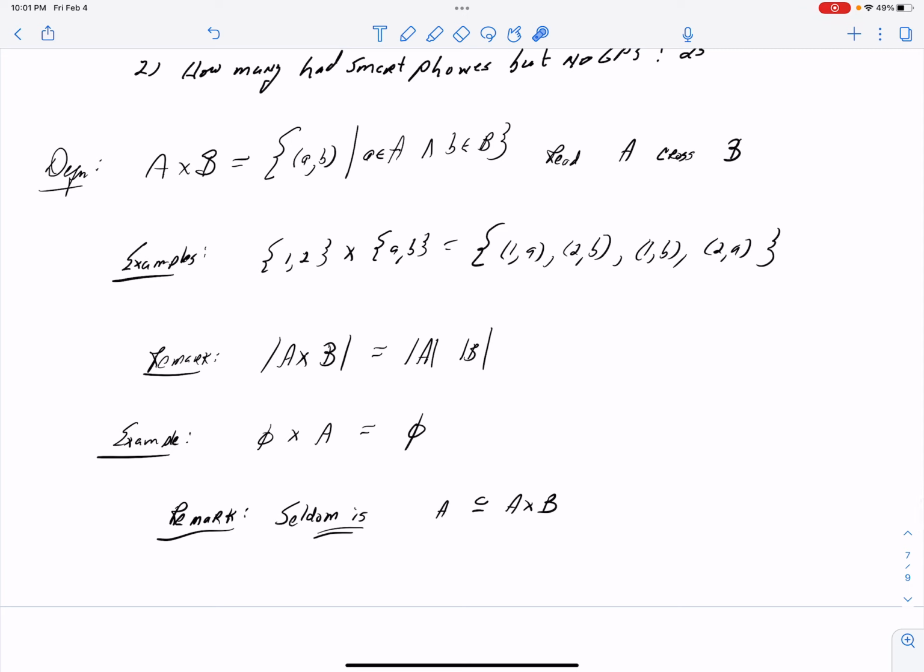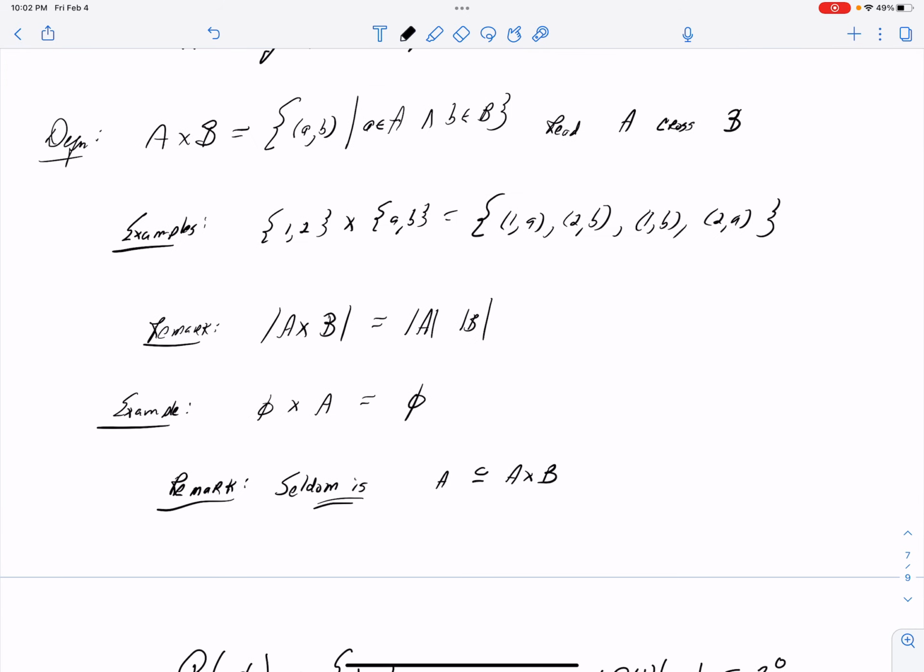So if you want to look at a particular example, if I take the set {1, 2} and I cross it with the set {a, b}, I get a set of ordered pairs. What are they? Well, (1, a), (2, b), (1, b), and (2, a), right? So I get 4 ordered pairs out of that.